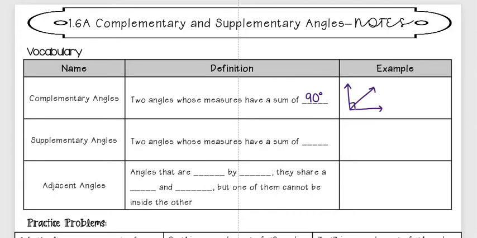that is kind of cut. Angles 1 and 2 would be complementary. Or another example, they don't have to be side by side like that.